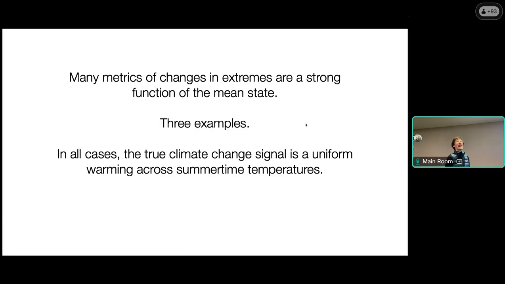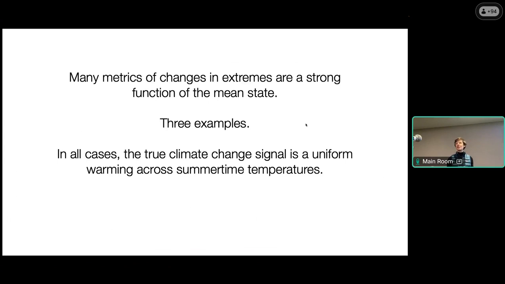The reason is that people define these metrics, and many of them are actually a really strong function of the mean state. So I'm going to give you three examples where in all cases there's some kind of synthetic true climate change signal that is easy. You take a summertime temperature distribution of any form and you warm it by some amount. I like to call this the rigid shift. Just take your distribution, don't change the shape, just move it towards warmer temperatures. But what we will see is that if you use some of these classical heat extreme metrics that pop up in the literature, you get very complicated results that depend on the underlying shape of your distribution.